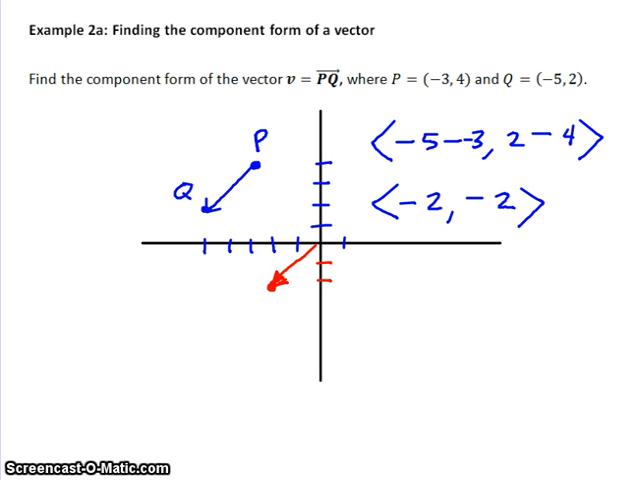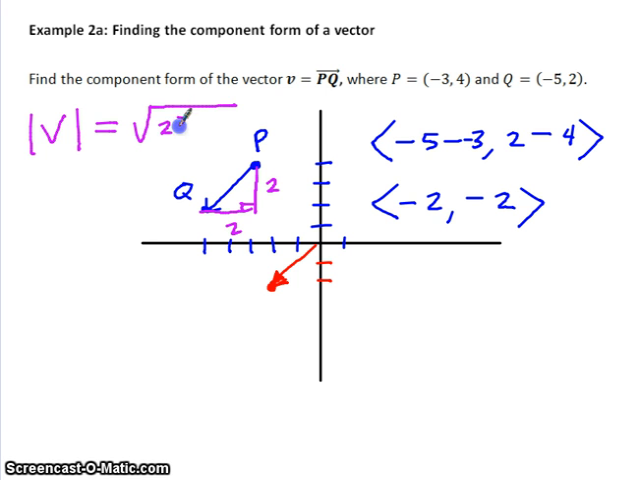If I want to find the magnitude of this particular vector, essentially what we're doing here is we're looking at the vector as the hypotenuse of a right triangle. And so if we have one leg here, which is a 2, and another leg here, which is a 2, we can find out that distance, the magnitude of V, by using the Pythagorean theorem, or the distance formula.